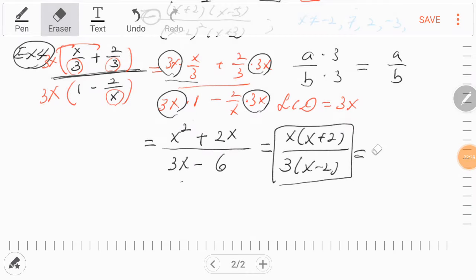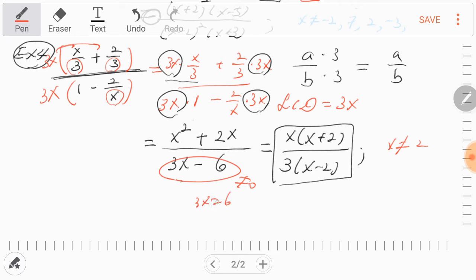Okay, how about the restricted values? We get the restricted values from the denominator, right? So this is the denominator, so we can set this not equal to 0. Then what? 3x minus 6 equals 0. Then 3x equals 6, so x equals 2. So x should not be equal to 2. And also, if you can see here, this is the denominator of this fraction. So x cannot be equal to 0 as well.